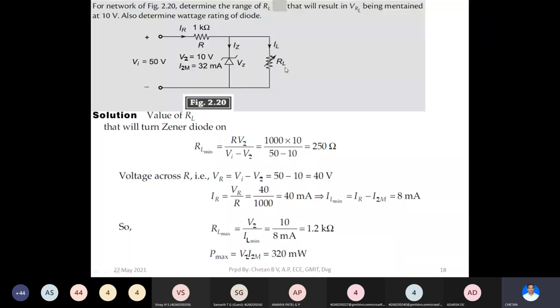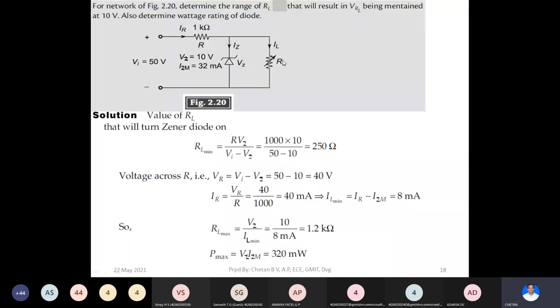Suppose you try to find out the minimum value of RL. Suppose you have connected a minimum value of RL here, which will just turn on this diode. Then what would happen is the maximum value of current will flow through this. The entire current IR will flow through this resistance, and Iz will be essentially zero, right? So we know that IR will be equal to IL. So what is IL? IL is nothing but VL divided by RL. What is VL? VL is nothing but VZ. Therefore, it is VZ divided by RL, right?